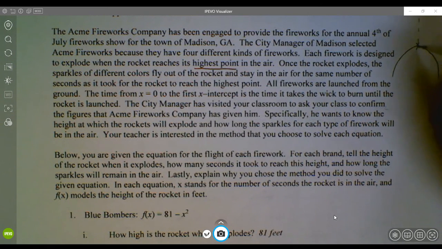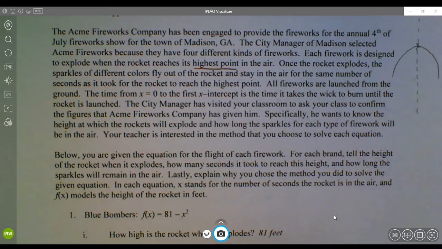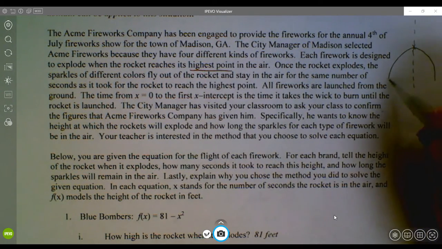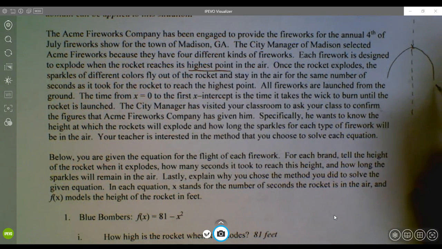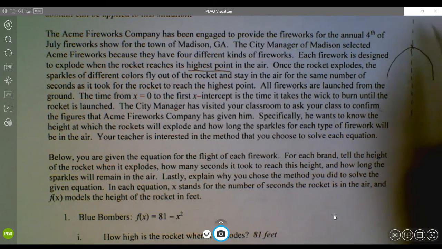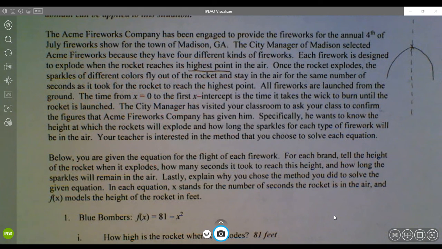So basically, they're saying that if we were to trace the trajectory of the firework, we would get a parabola, and it would be symmetric, so it would have an axis of symmetry. And boy, those are things that we've just talked about. All right, so that's what we're looking at here. There's a whole bunch more information, but I'm glossing over it because we're not going to answer every single question.